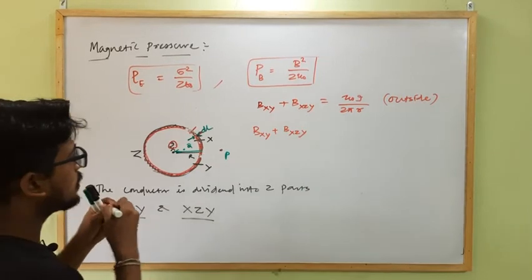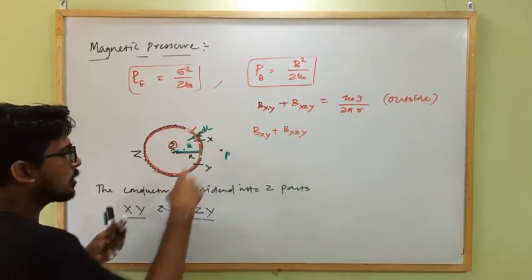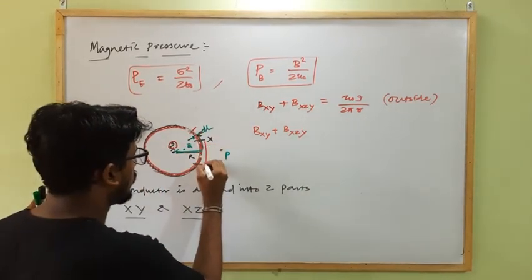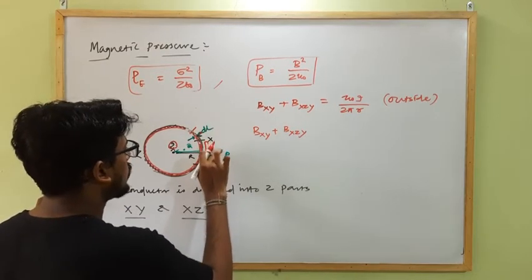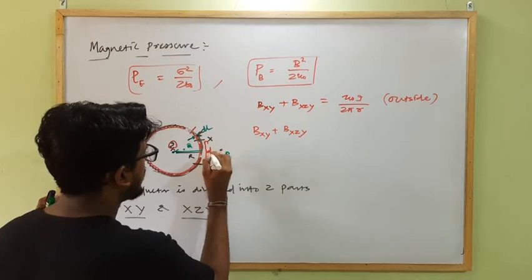Here just imagine the current is into the plane in segment xy. Let the width be dl, and let the length be dx.